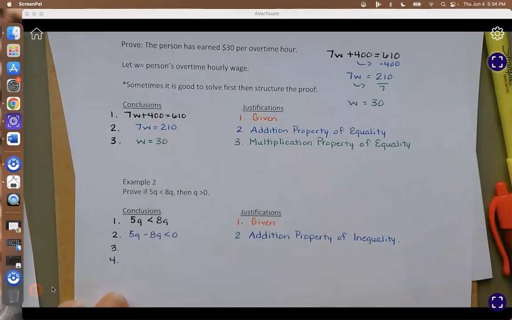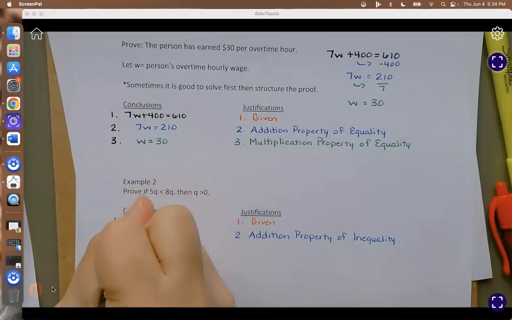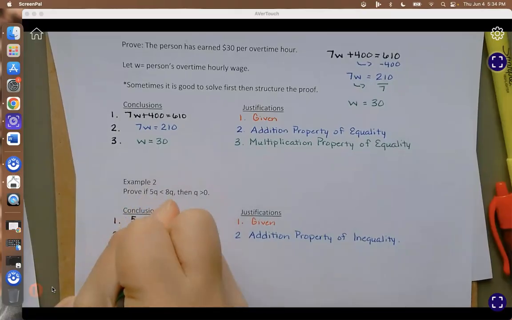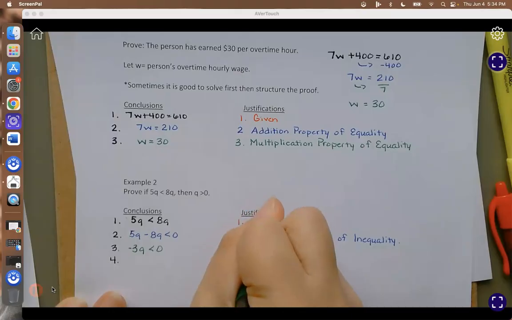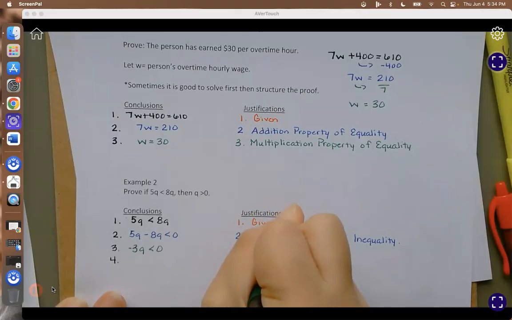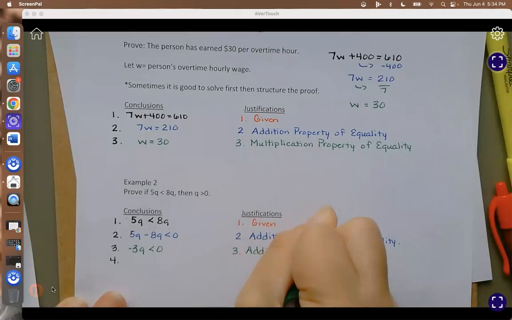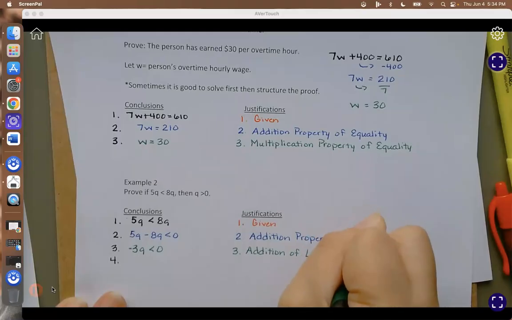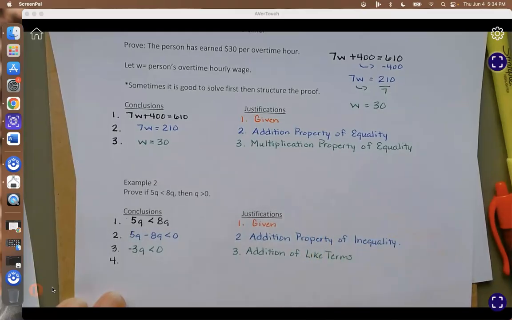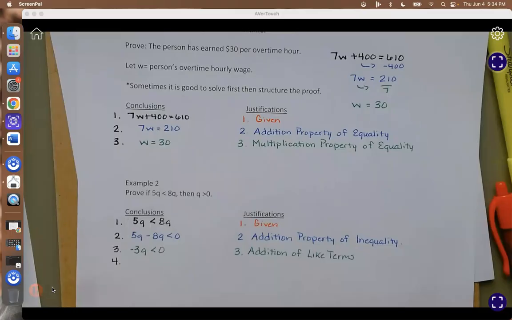It's an inequality. Okay. Now, that's going to give me 3q is less than 0. Negative 3q. So what did I do there? I just combined like terms. So the property is addition of like terms. And I believe that's a theorem. Give me just 1 second. Let me look on that page. There, yep, it's theorem.